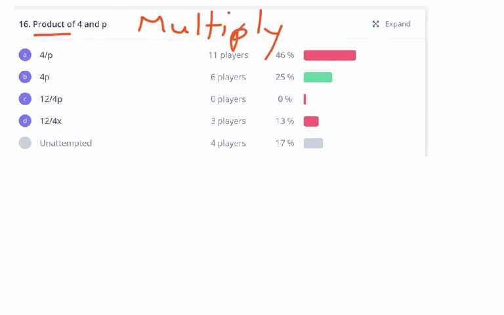Okay, so we're going to multiply 4 times p. So we could write 4 times p. But when we are working with algebra, which is numbers with letters, we're just going to change that to 4p, because a number next to a letter automatically means to multiply.